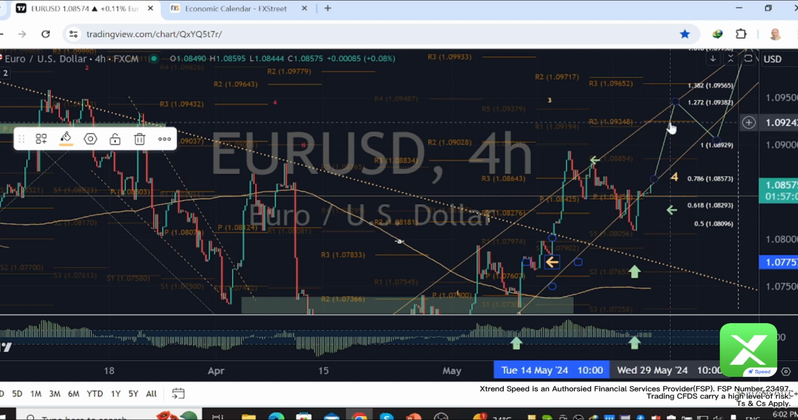And the target, of course, is 1.094. I believe for 3/4 of a standard, this is 80 points, meaning less than $800, around $600.